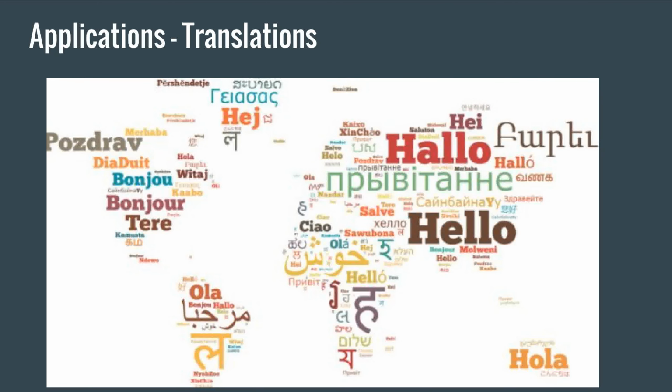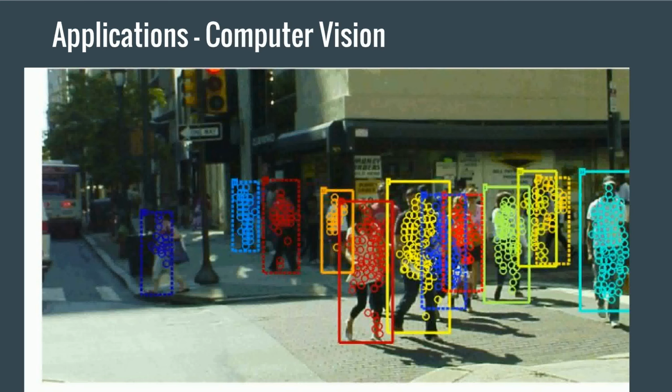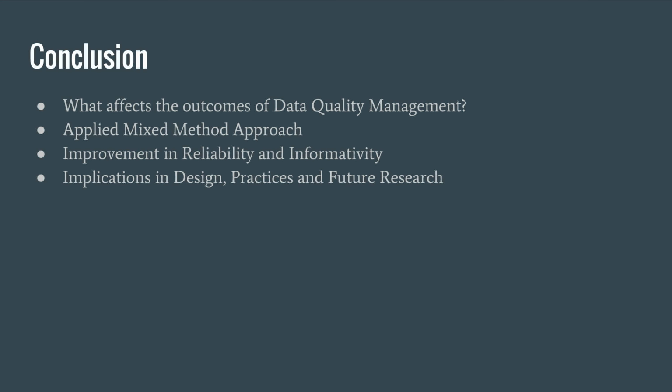Another application could be in the formation of training data for translations among different languages. It could also be used in computer vision for classifying ambiguous training data for recognition systems. In conclusion, the authors have investigated the characteristics of records that affected the outcomes of data quality management in an internet based community. The findings report the processes which led to the improvement in reliability and informativity. In the end, implications for design, practices, and future research are presented.